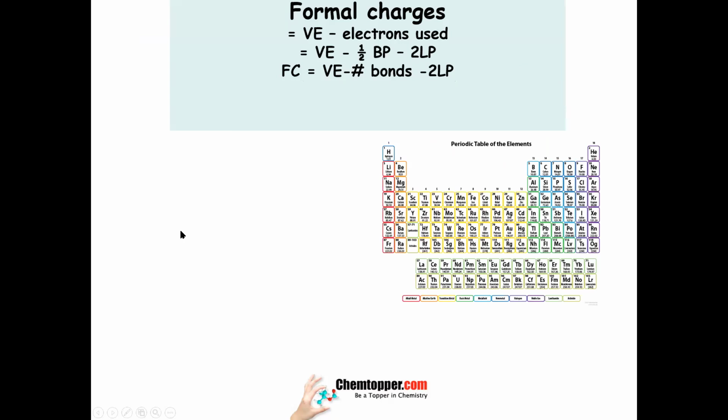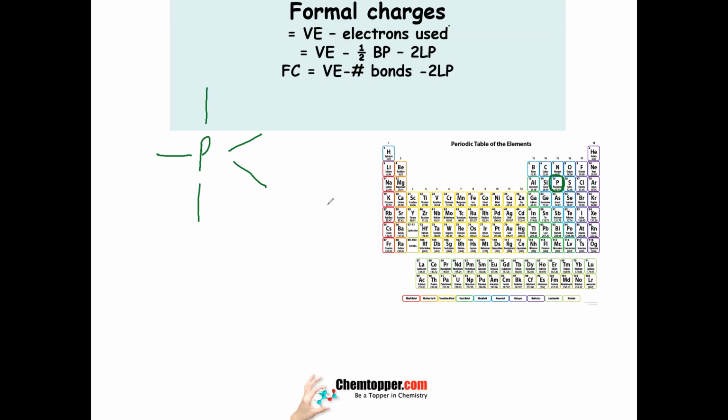Now let's see how to calculate the formal charges. If you remember, P can make maximum how many bonds? How many valence electrons does P have? So how many bonds can it make maximum? 5. It can have expanded octet. When P is making 5 bonds like this, how to check the formal charge?